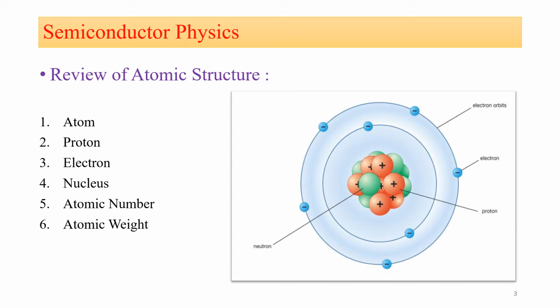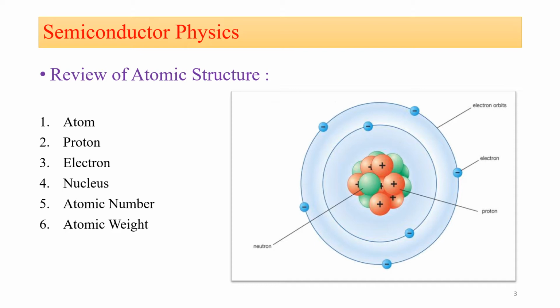Now what is atom? Atom is nothing but the smallest particle of an element which is made up of three fundamental particles. Atom is basically made up of three fundamental particles, that is neutron, proton and electron. What is proton? Proton is nothing but the positively charged particle. What is electron? Electron is nothing but the negatively charged particle. And what is neutron? Neutron is uncharged, or it is also called electrically neutral.